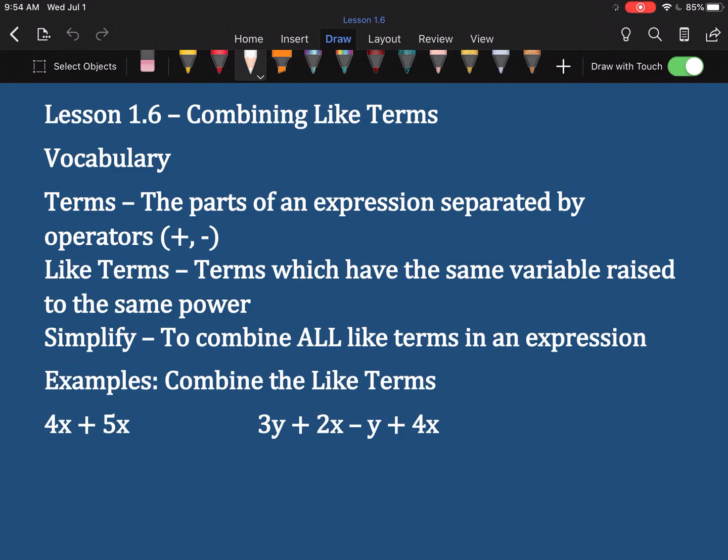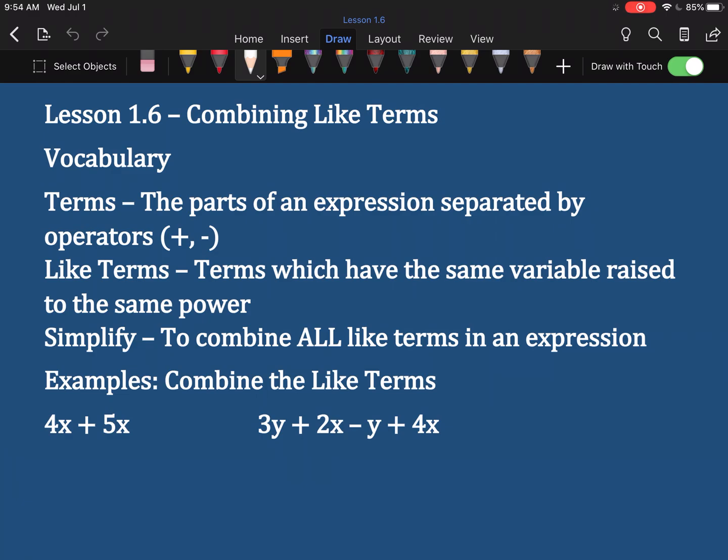Next up is combining like terms. So first of all, what are terms? Well, they're the parts of an expression separated by operators, addition and subtraction. Like terms are terms that have the same variable raised to the same power.